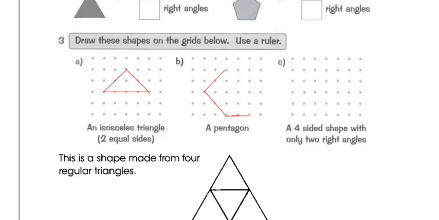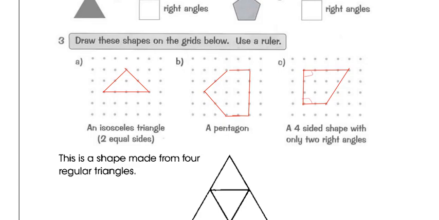Pentagon is 5 sides. A 4-sided shape with 2 right angles. You can draw a right angle like that, and another right angle like that. And don't make it a square or rectangle because they need only 2 right angles. So you can make it like that. So we have here 2 right angles only, and the other 2 angles are acute and obtuse.